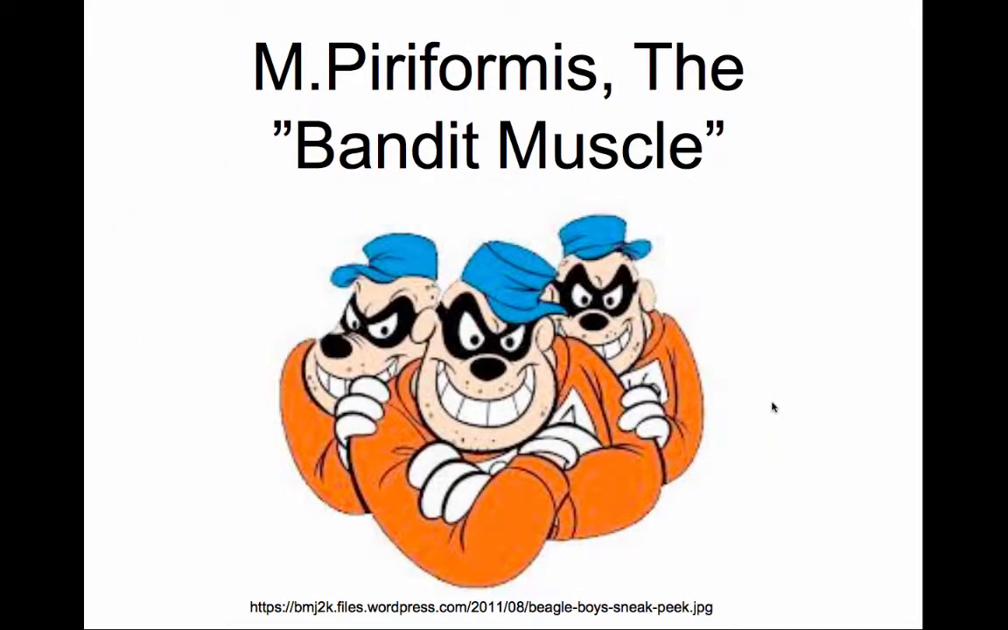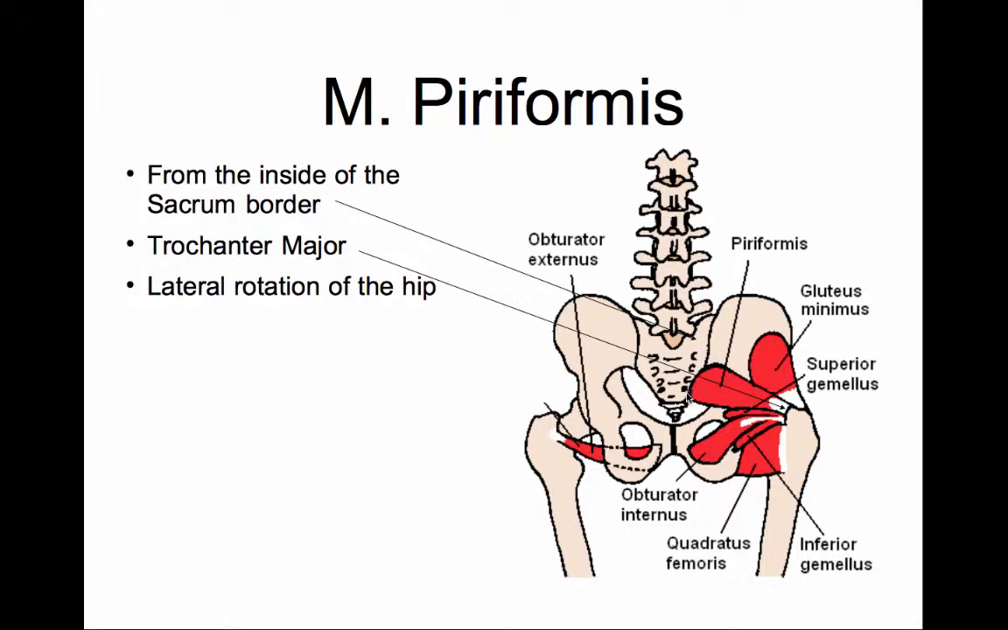Now it comes to maybe the most important muscle to treat in the body. I call it the bandit muscle, or musculus piriformis. It has the origin from the inside of the sacral border here and goes to the trochanter major like all the other ones. It makes lateral rotation of the hip. You can say it helps dogs to pee, lift the leg backwards and rotate it backwards.